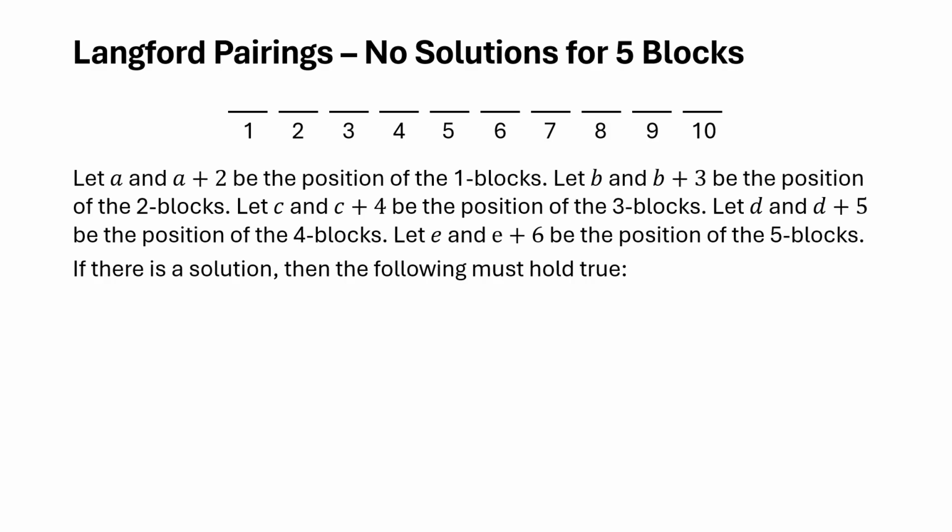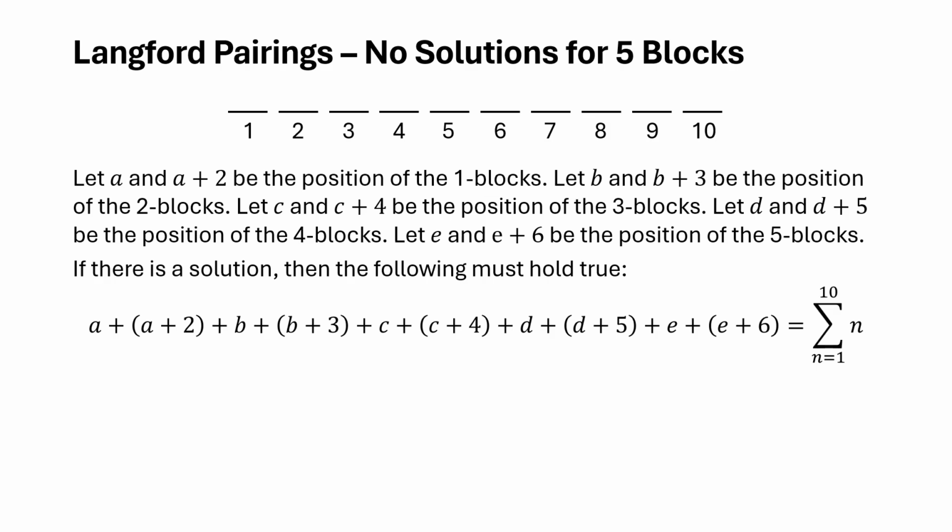So if there is a solution, then the following must be true, and this is the key to solving the problem. Again, these are variables, A plus 2, B plus 3, and each one of these needs to equal one of the numbers in our list from 1 to 10. So if we just add all these together, A plus 2, B plus 3, all the way up to the possible positions for the 5 blocks, then we don't know what the values for A, B, C, D, and E are, but we know that they have to be from the numbers 1 to 10. And so the sum here needs to equal the sum from n equals 1 to 10.